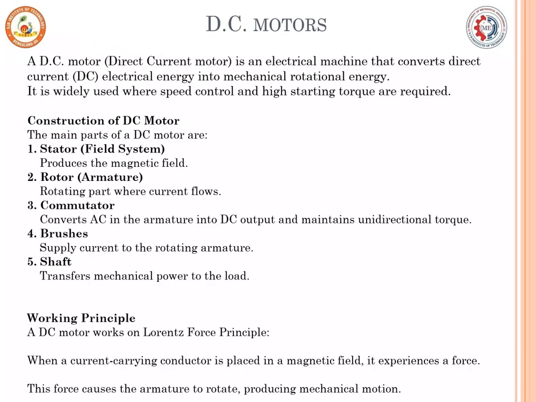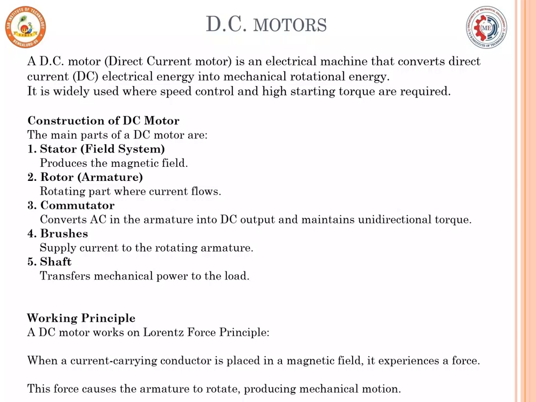Now, extending to the DC motor, the direct current motor: this electrical machine converts direct current electrical energy into mechanical rotating energy. DC motors are widely used where speed control and high starting torque are required. The main parts of the DC motor are the stator, rotor, commutator, brushes, and the shaft for transferring the mechanical power. The stator generates the magnetic field. The rotor is the rotating part where the current flows.